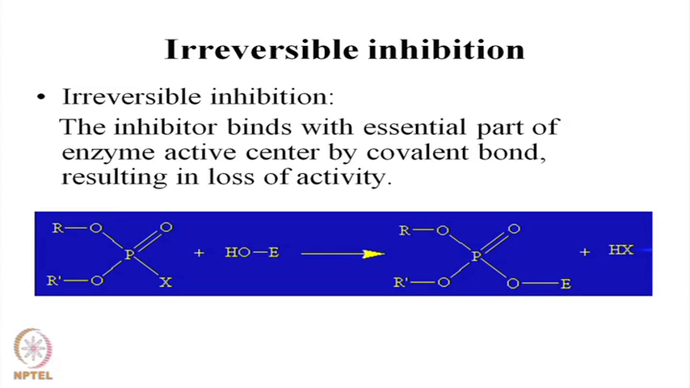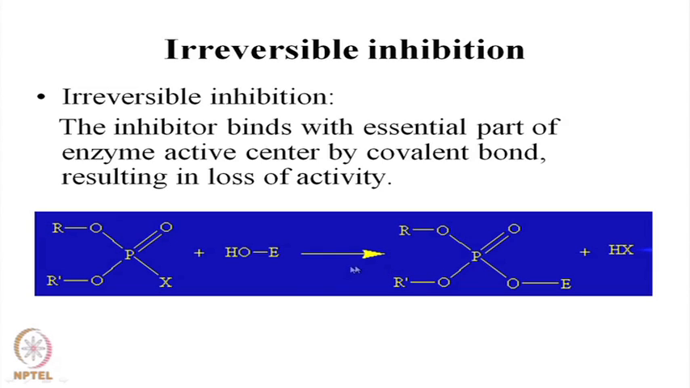Enzyme is no longer free to react with another substrate. So, after this reaction happens, no further reaction is taking place, okay. That means the enzyme loses its activity. So, this is called irreversible inhibition. It is not in a reversible fashion.